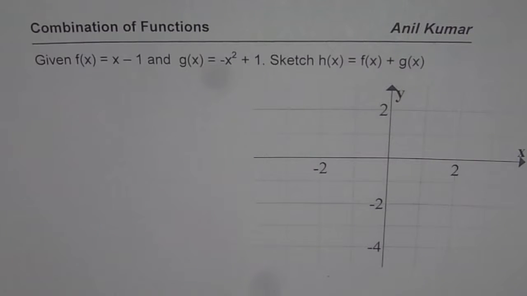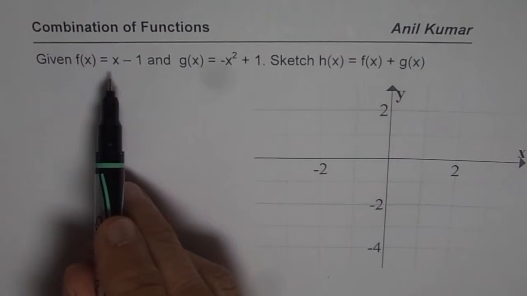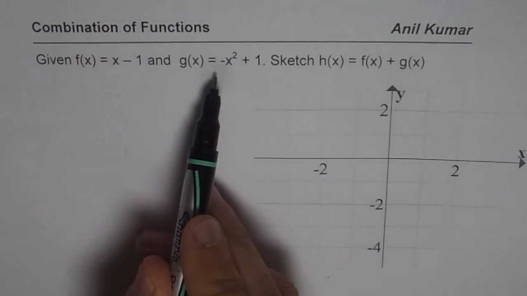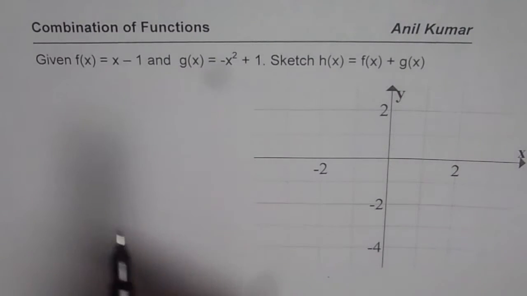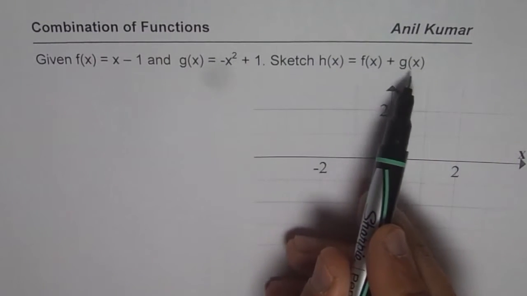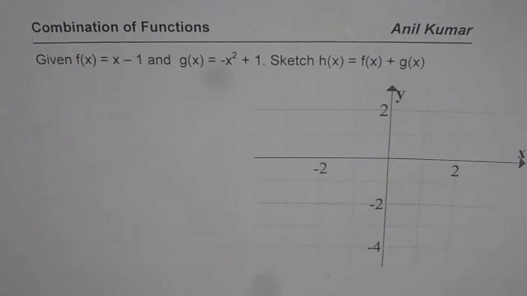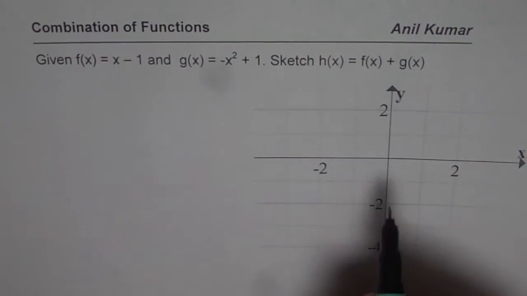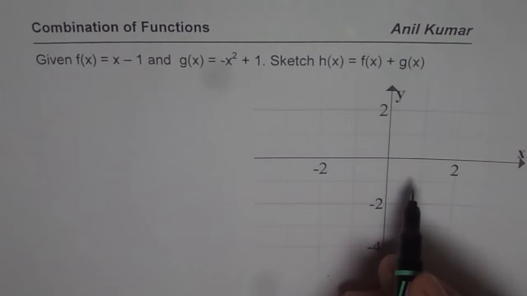I'm Anil Kumar, and in this video we will understand combination of two functions. We are given f of x equals x minus 1 and g of x equals minus x squared plus 1. We need to sketch h of x, which is the combination of f of x and g of x. Right? So how are we going to do such a question?